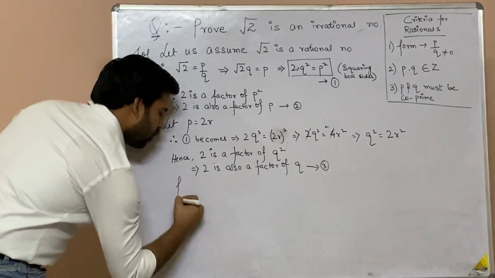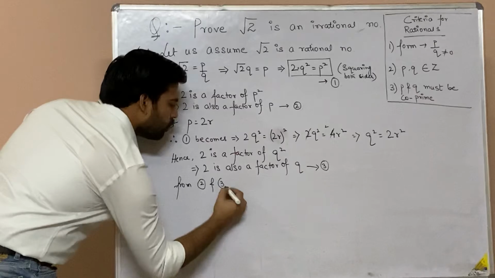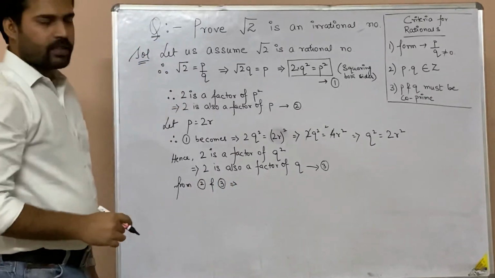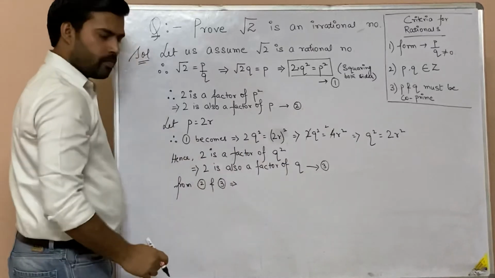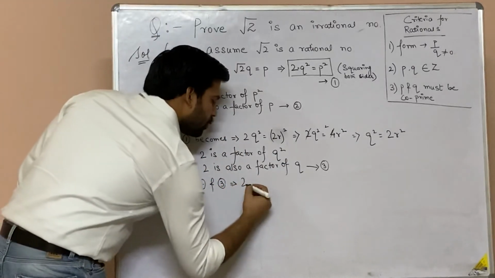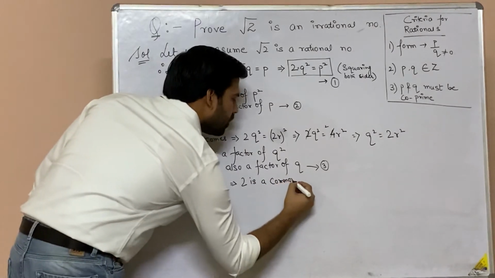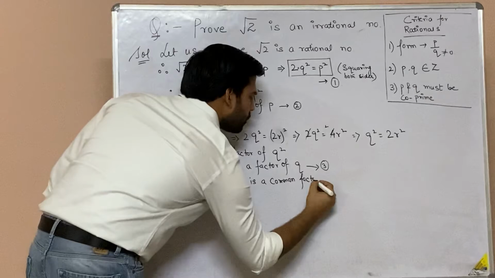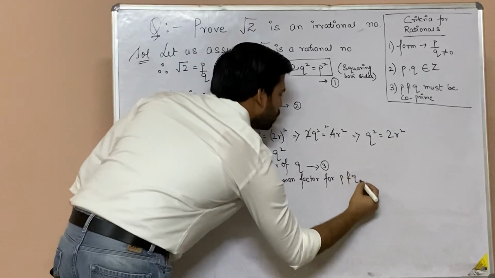So, from equation 2 and 3, what we get, that 2 is a factor of p and 2 is a factor of q. That is, if I combine these two statements, I will get 2 is a common factor for p and q.